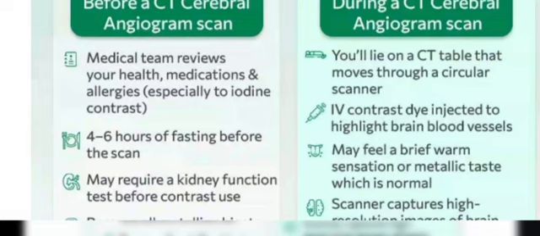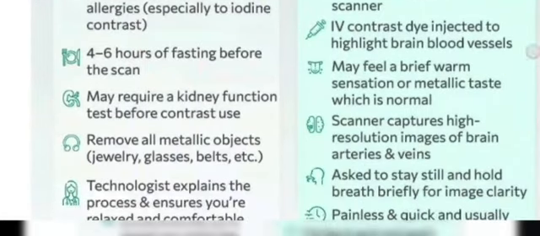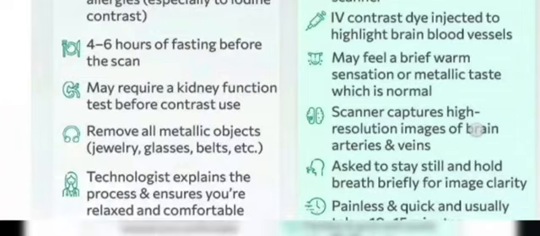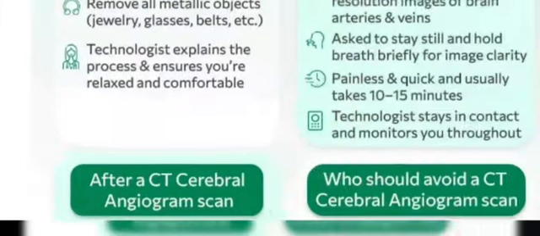When the contrast is injected, we may feel a warm sensation or sometimes a metallic taste. This is all common. Then the scanner will capture high resolution images of the brain's arteries and veins, and the patient will be asked to stay still and hold the breath briefly for image clarity. It is a painless technique, it is quick, and it mostly takes 10 to 15 minutes. And the technologist stays in contact and monitors us throughout.